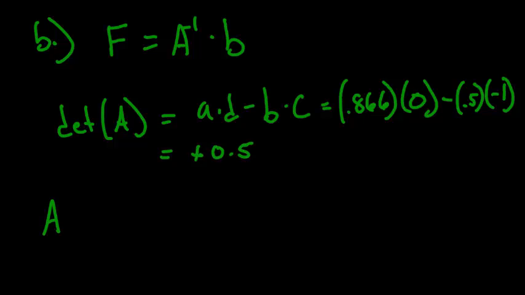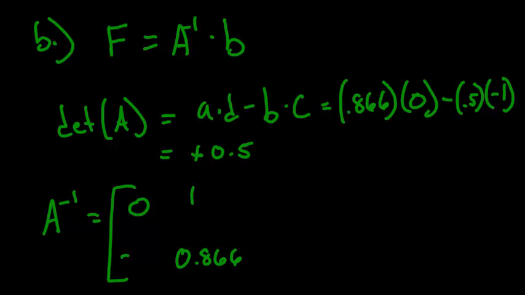Now, the complete inverse matrix is found by changing the positions of A and D, so this will be 0 and 0.866, and we change the signs of B and C, so this will be positive 1 and negative 0.5, and all of this is divided by 0.5. We could rewrite this matrix if we want, but let's not worry about that right now. Let's just solve for F.